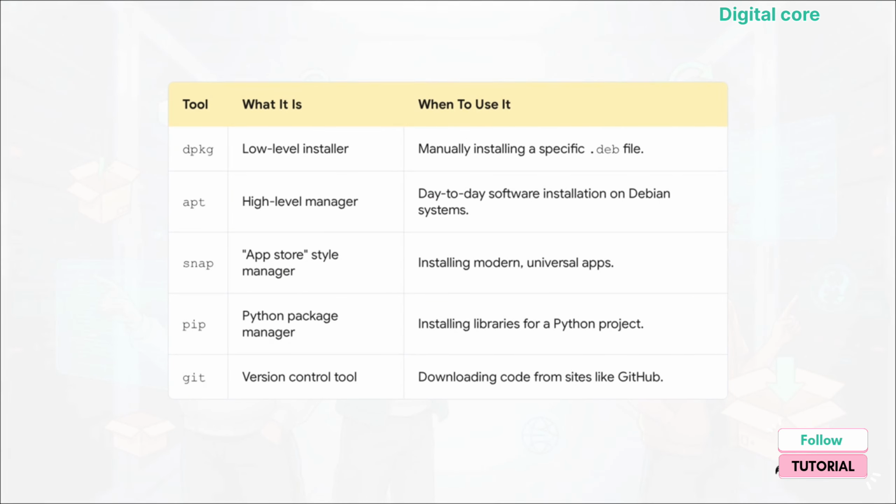Okay, let's bring it all home with a final cheat sheet. Use dpkg only when you absolutely have to, like when you've downloaded a specific .deb file. For 95% of everything you do, apt is your go-to. When you want a modern, self-contained app, look into Snap. And if you're doing any development work, you'll be using specialist tools like pip for Python and Git for pulling down code. You now have a complete map to navigate the entire ecosystem.